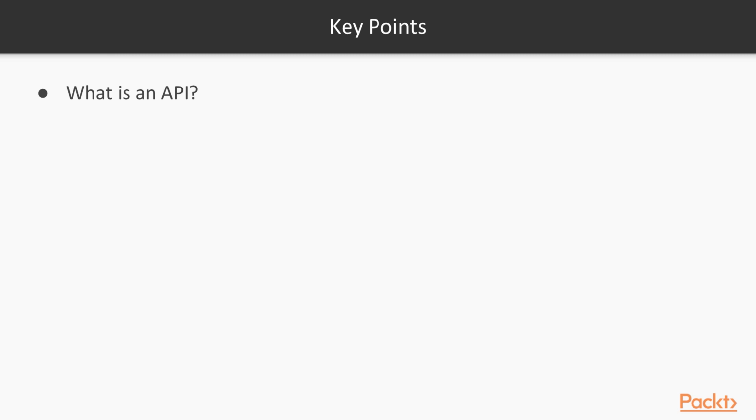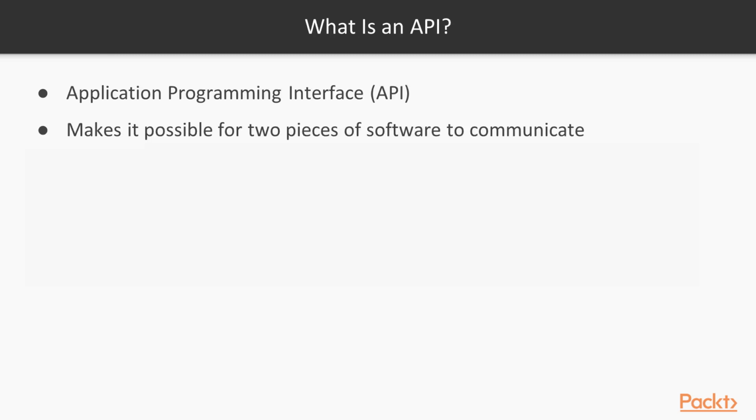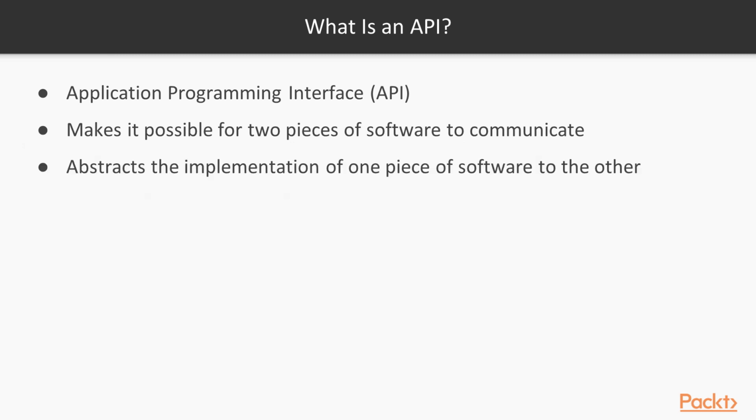The first one is what is an API? An API stands for Application Programming Interface, and basically an API is something that makes it possible for two pieces of software to communicate with each other. The second goal of an API is to abstract the implementation of one piece of software from the other.